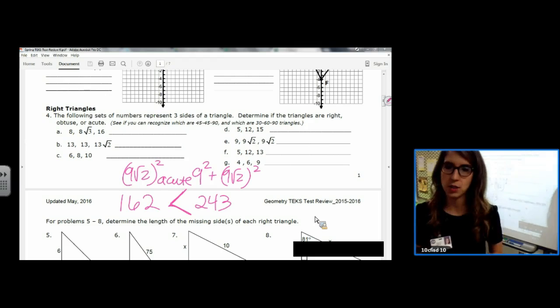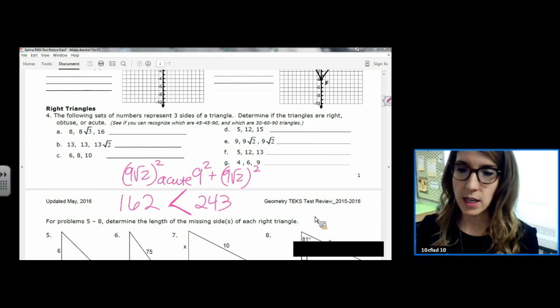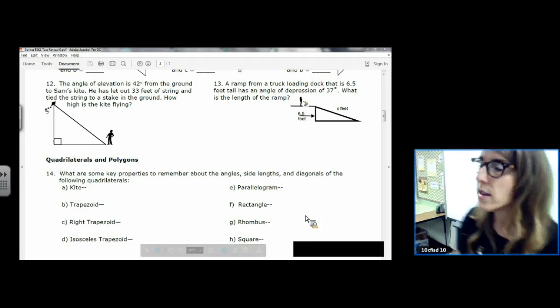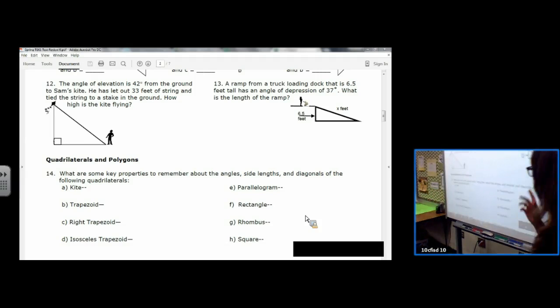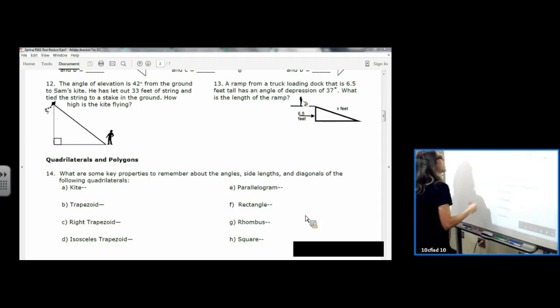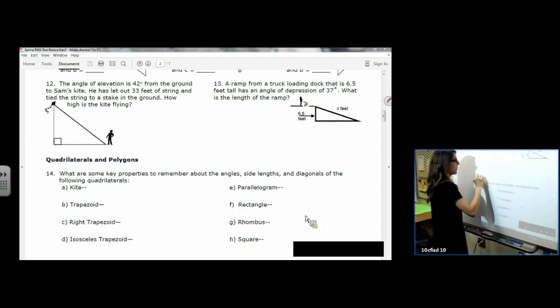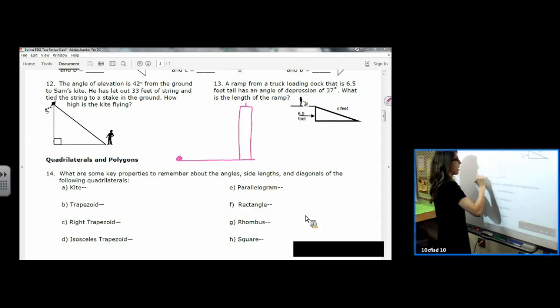162 is less than 243, therefore, totally get it. Okay, number 13. So let me remind you what an angle of elevation and an angle of depression are. Angle of elevation is when you're on the ground looking up.